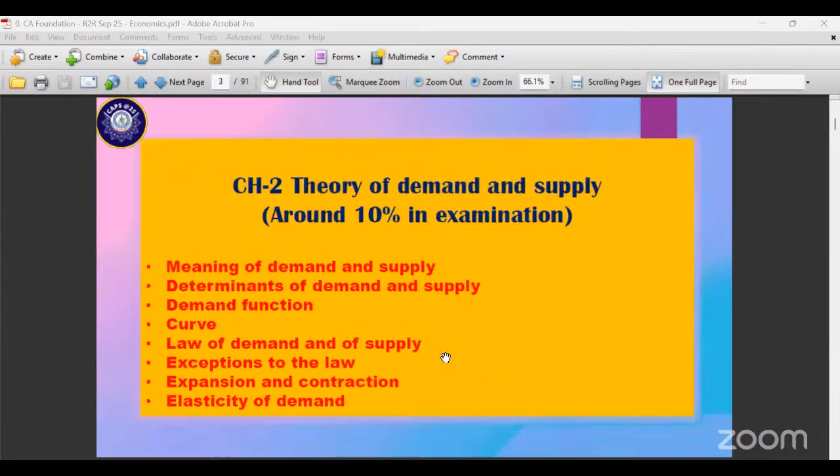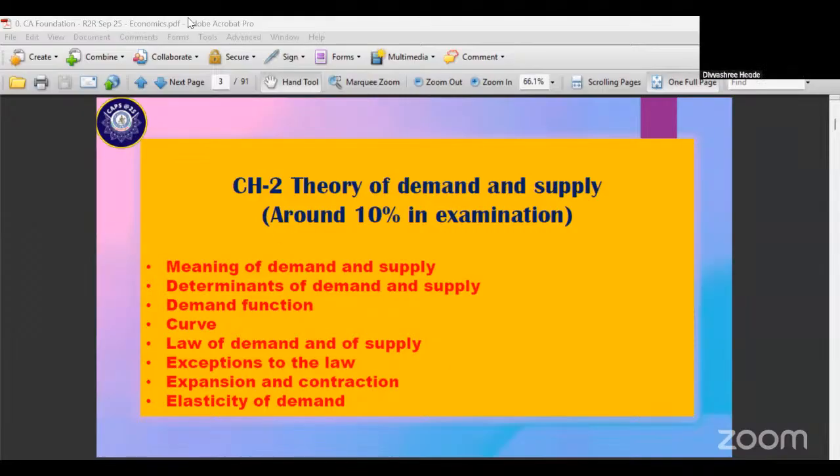And then chapter 2, theory of demand and supply. In theory of demand and supply, a very important chapter, around 10% comes from this chapter, and we would discuss the demand, supply's meaning, determinants of demand and supply, demand function, curve, law of demand, law of supply, exception to the law, expansion and contraction, elasticity of demand.